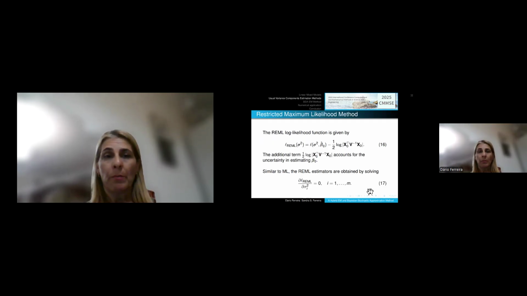Another well-known method is the restricted maximum likelihood method that is given by equation 16. The additional term at the end of the expression accounts for the uncertainty in estimating beta 0. And similar to ML, the REML estimators are obtained by solving this equation.